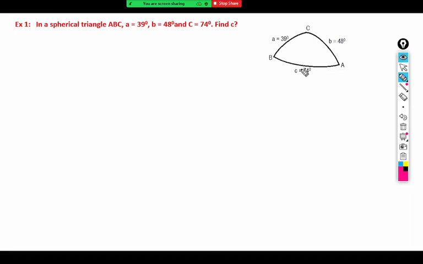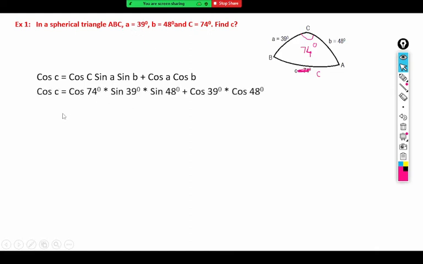This is not correct. So this should be 74 degree. Capital C is 74 degree given and we have to find small c. Here only small c is there. AB is small c. And the formula is: cos of small c is equal to cos of capital C into sin A sin B plus cos A cos B. This formula you should remember. Just replace the angles now with the given values, because we have to find the cos of that small c.